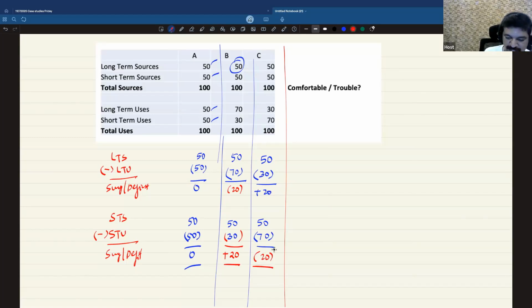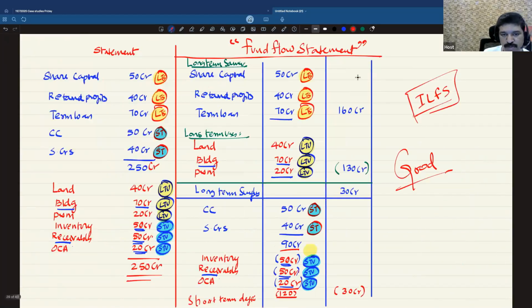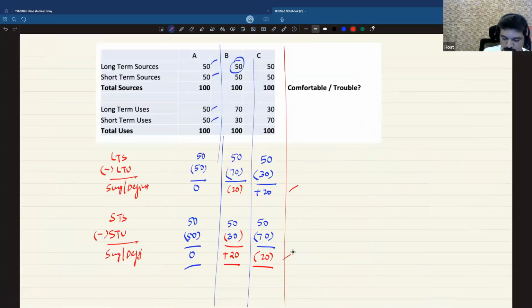I think company C is similar to this company, yes or no? It means on the short-term front, they have a shortage. On the long-term front, they have a surplus. So that surplus has been used for supporting the shortage. Okay, so this is good. Company C is actually in a comfortable situation because they have a surplus of 20 crore, and on the short-term side they have a deficit of 20 crore. So that surplus has been used for supporting this deficit.